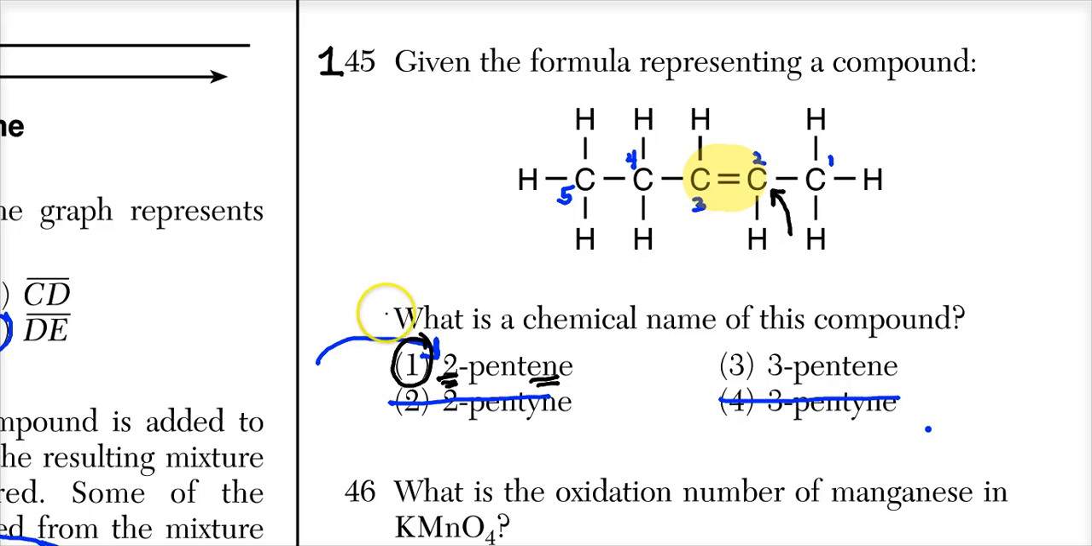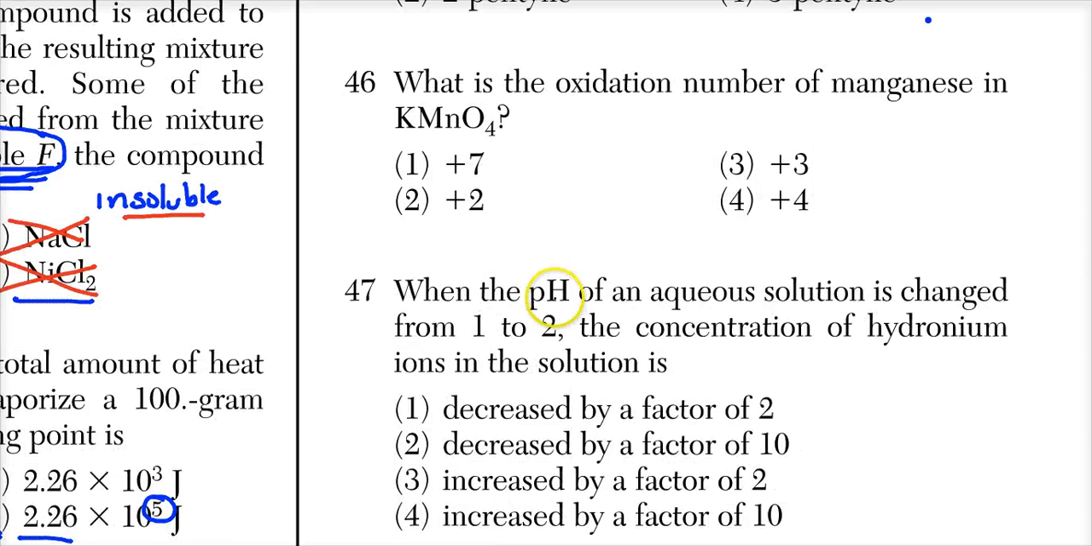All right, very important. Wherever things are attaching to your carbon chain, you describe where they are in relation to those carbons by the lowest number possible. 45 is 1. Oxidation number of manganese in KMnO4. So we've got KMnO4.